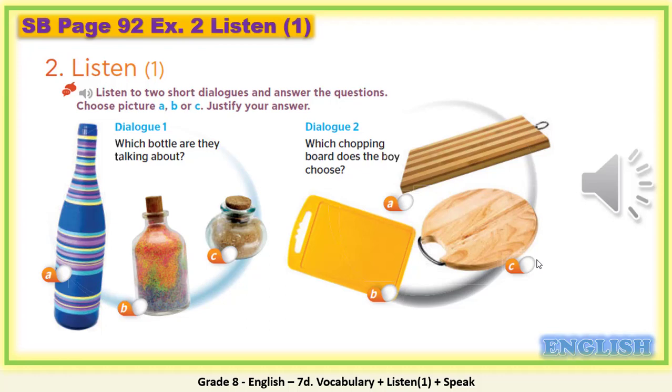Dialogue 2. How can I help you? I'm looking for a present for my mum, but I don't know what it's called. It's made of wood, I think, and it's used for cutting vegetables or meat on. Oh, you want a chopping board. Come this way. We've got wooden boards, plastic boards, round, square, or... I'd like that round one, please.